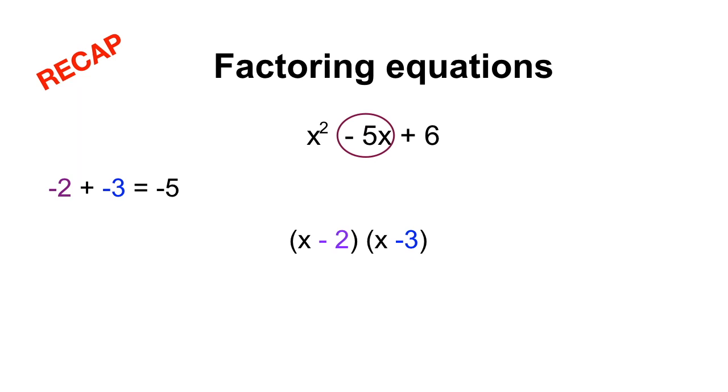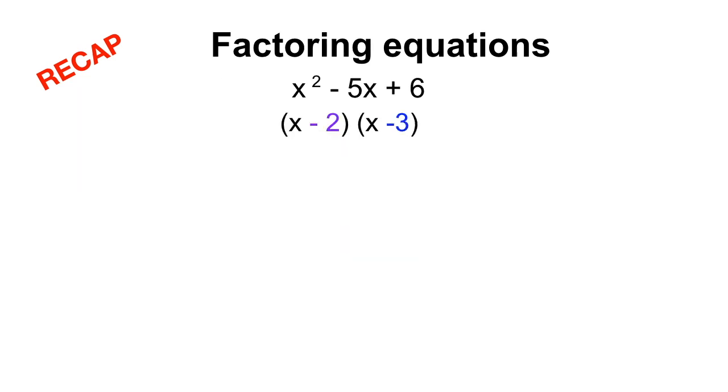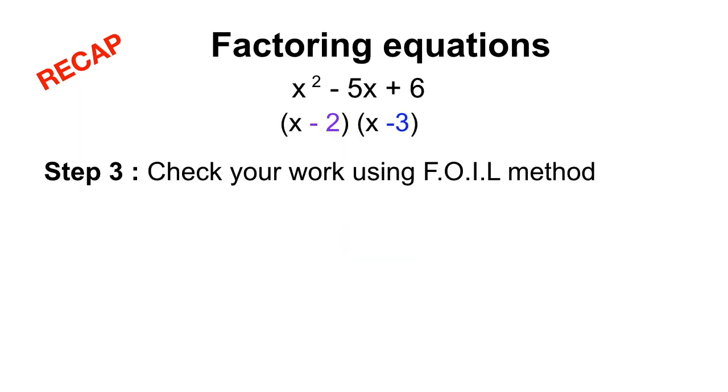Okay, and then always good to check your work, right? So what we would do is check your work using the FOIL method. The FOIL method is just basically an acronym. The F stands for first, meaning that you multiply the first terms in that factor equation. So x times x gives you x squared, which is what you see in the original equation at the top.